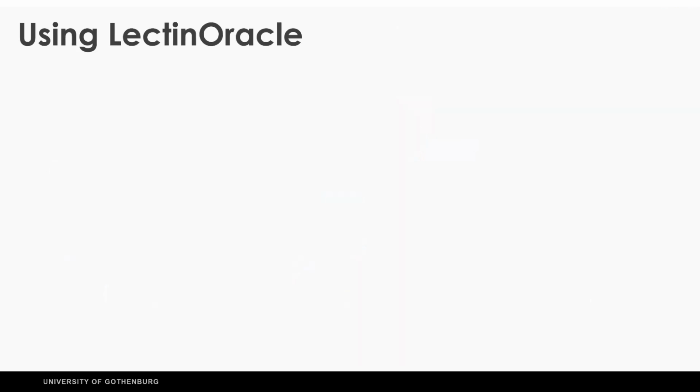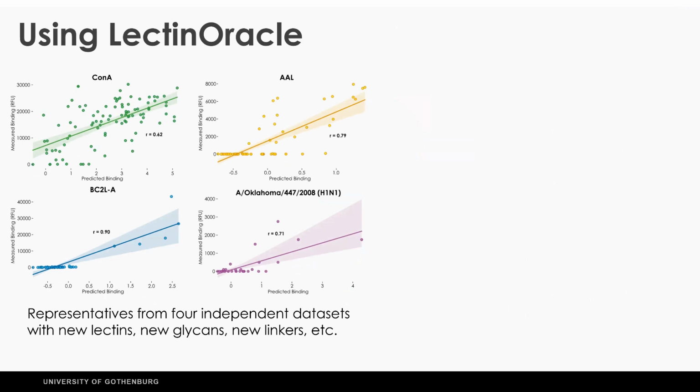So just about LectinOracle before I segue into the 3D angle. When we developed this model, the idea was really to use this for unseen glycans or proteins. Basically, to find new lectins or to find new glycan receptors for existing lectins, etc. At the time, we validated this quite extensively. What you see here is basically a correlation of the experimentally determined binding on the y-axis and the predicted binding on the x-axis for data points that have not been seen by the model.